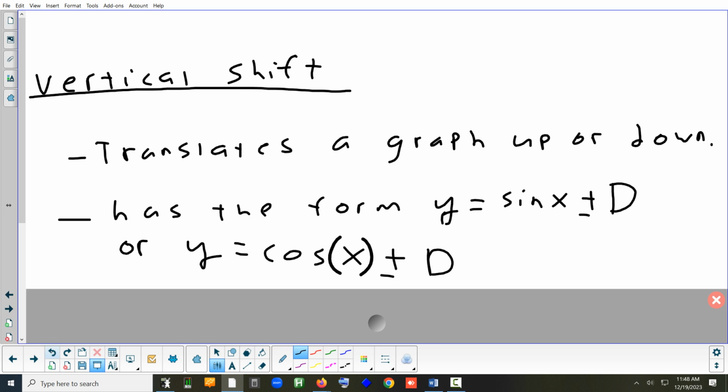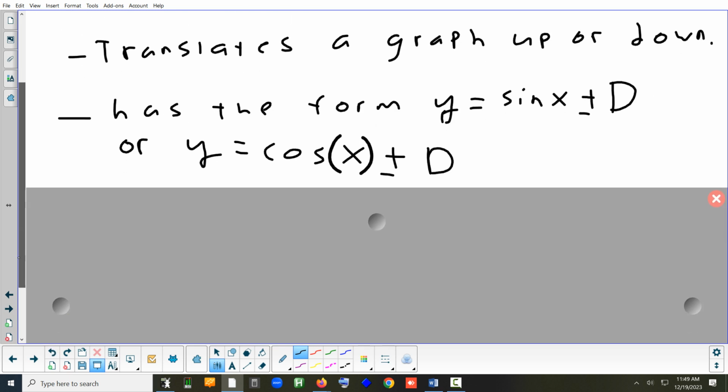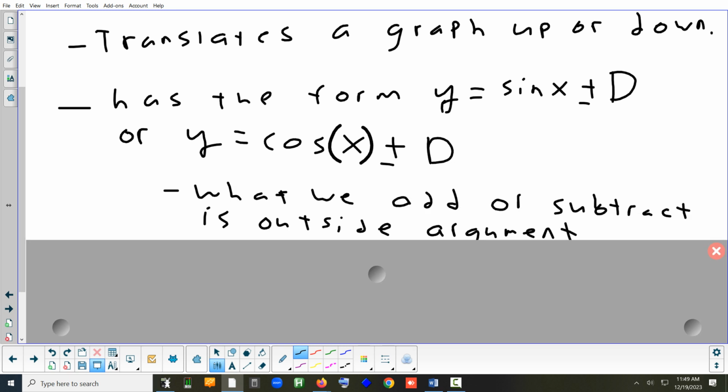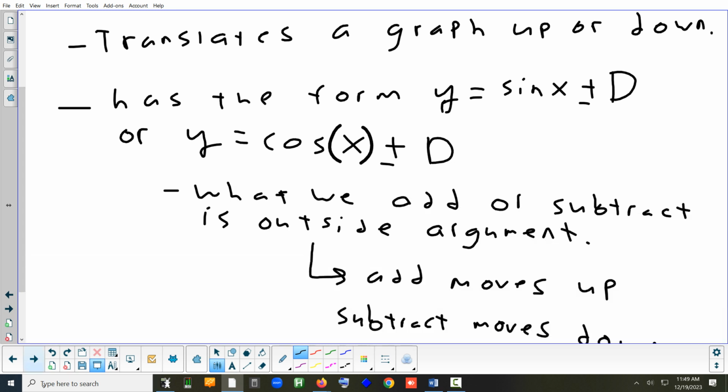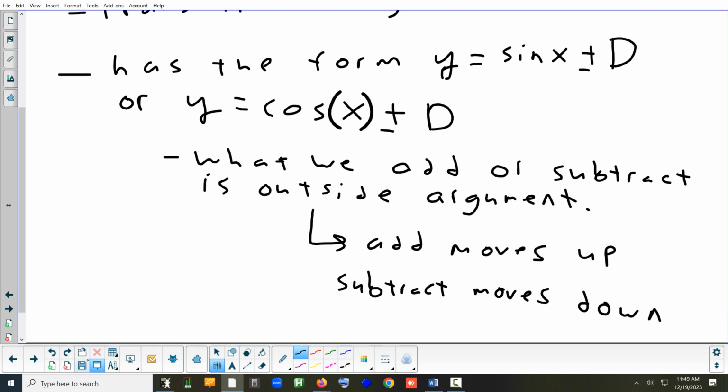Okay. Now, I use the letter D because when we talk about the order, vertical shift is always the last one. Horizontal shift is the first one. That's why I used A. So if you had plus a D value, which way would plus move your graph? Up. And minus would move your graph down. So add is up, subtract is down. Remember, the vertical shift stuff is always what you would expect. It's the horizontal shift or horizontal stretch that's backwards.